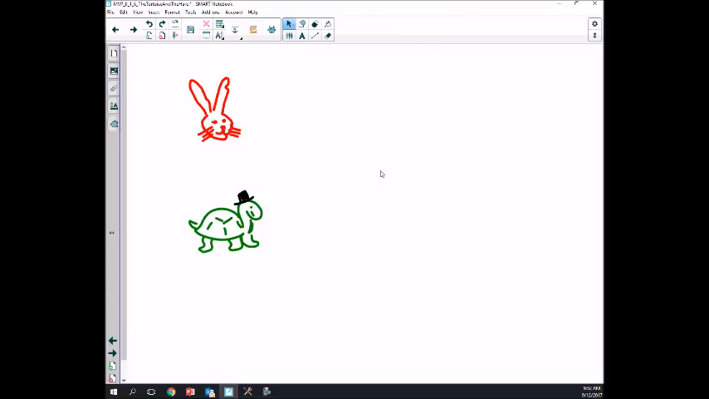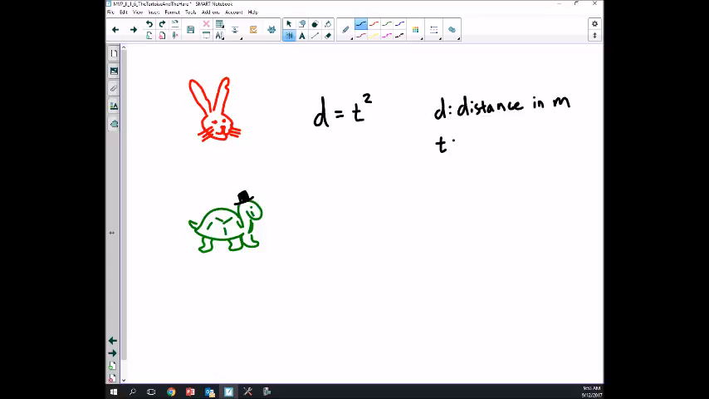So in the children's story, the hare basically is making fun of the tortoise that he's too slow. And so they challenge each other to a race. The distance from the starting line of the hare is given by the function d equals t squared, where d is the distance in meters and t is time in seconds.